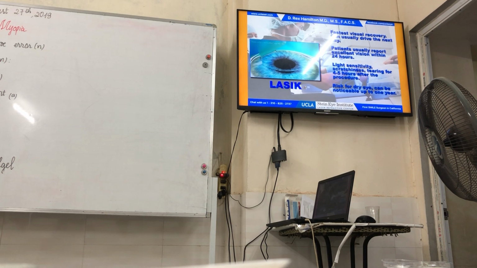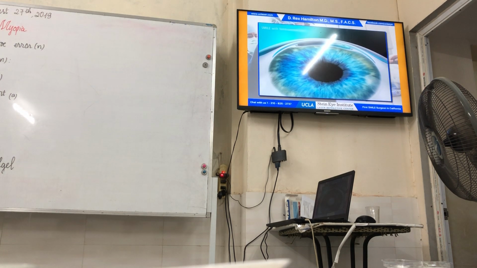PRK and LASIK are both appropriate for patients that are nearsighted and with astigmatism, which is a football shape in the front of the eye. LASIK is the most commonly used procedure for nearsightedness and astigmatism and farsightedness and astigmatism. We are limited to some level with higher corrections with LASIK because we need room for the flap. We have to have enough corneal tissue to create the flap and perform the laser correction for the vision.